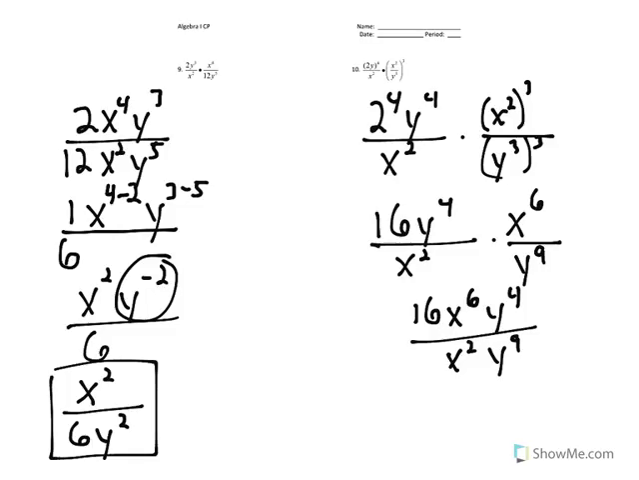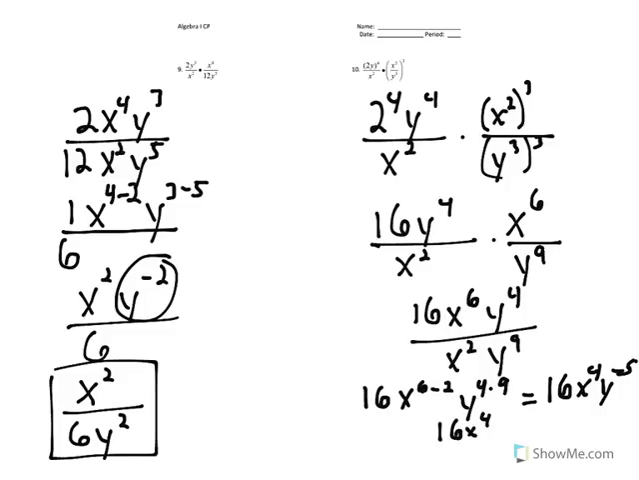All right, and so if we simplify this, we get 16, we have x to the 6 minus 2, y to the 4 minus 9. And finally, looks like we get 16 x to the 4th, y to the negative 5th. Running out of room here. And move the y to the denominator. So 16 x to the 4th in the numerator, y to the 5th in the denominator.